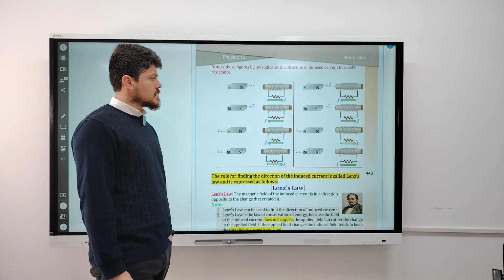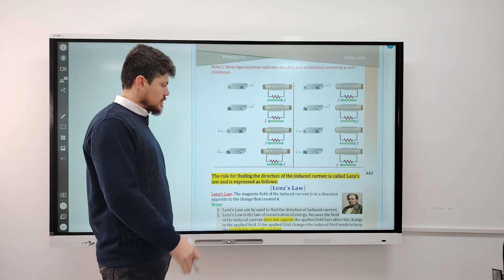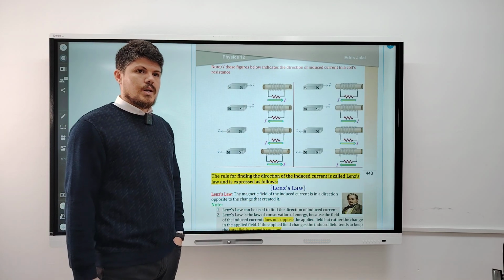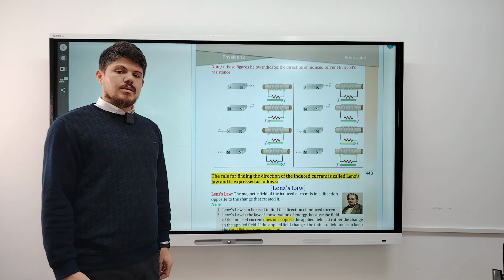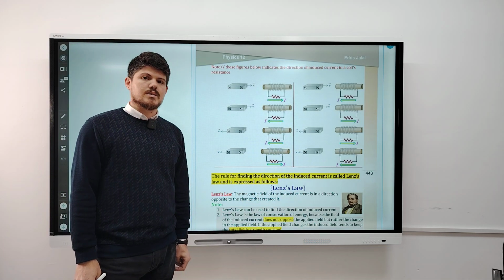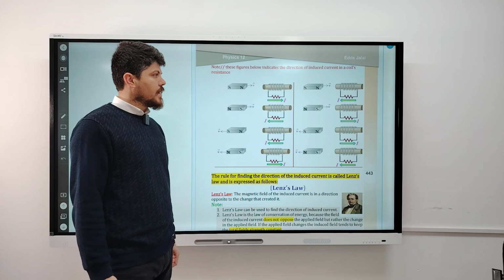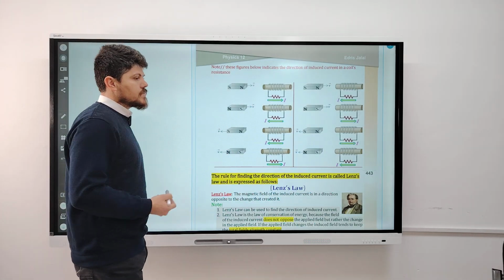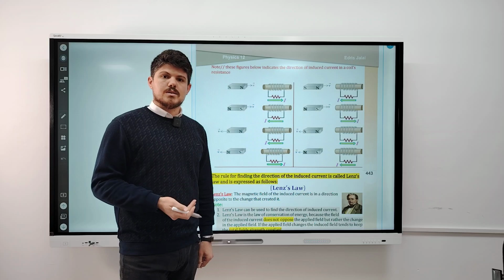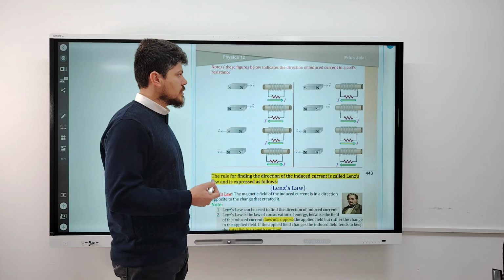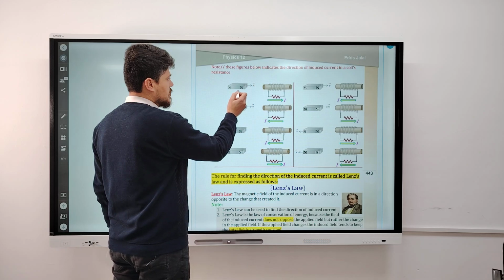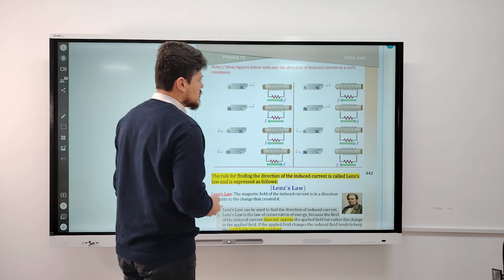To continue the previous lesson, today we are also going to talk about Lenz's law and explain it in detail. Lenz's law states that the magnetic field of the induced current is opposite to the external magnetic field. As you can see in this figure, we have many different cases of Lenz's law. Look at the first figure. In this figure, we have a bar magnet and a circuit.